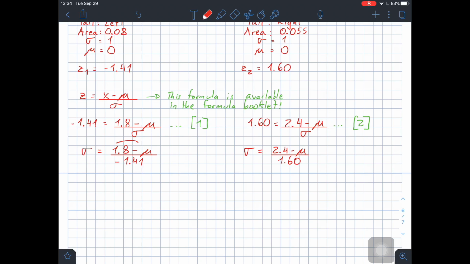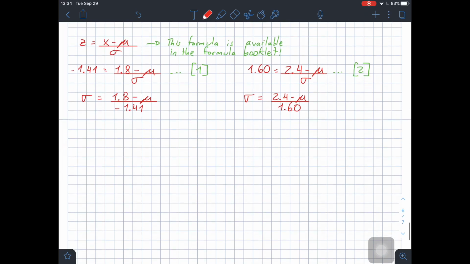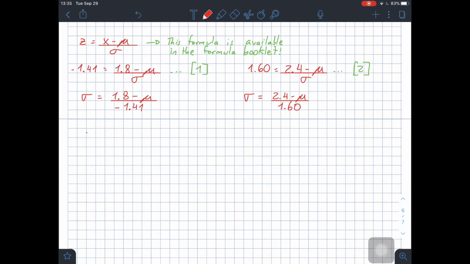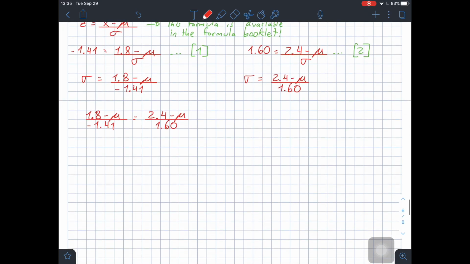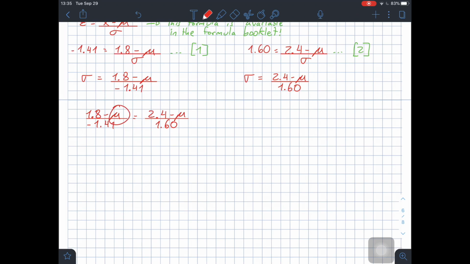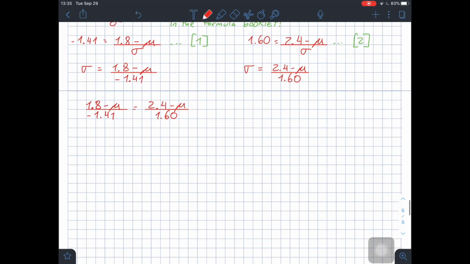Then we can equate this with this, right? Because standard deviation is the same in both cases. So if we equate both things, we're going to say that 1.8 minus the mean divided by negative 1.41 must be equal to 2.4 minus the mean over 1.60. So we see now that our only variable here is the mean. So we need to solve this in order to find the mean.